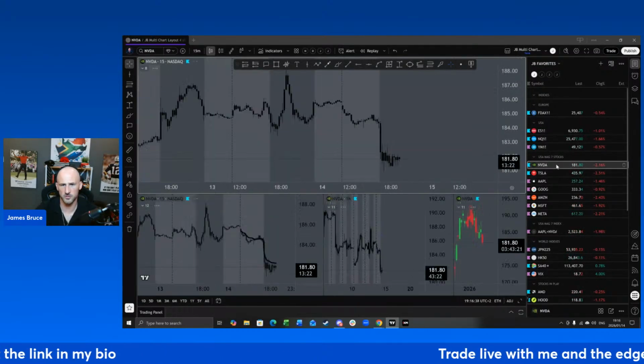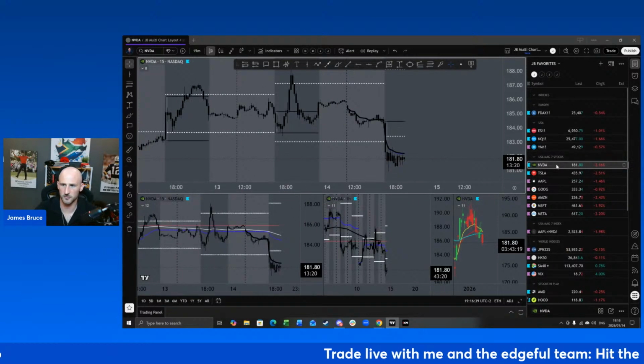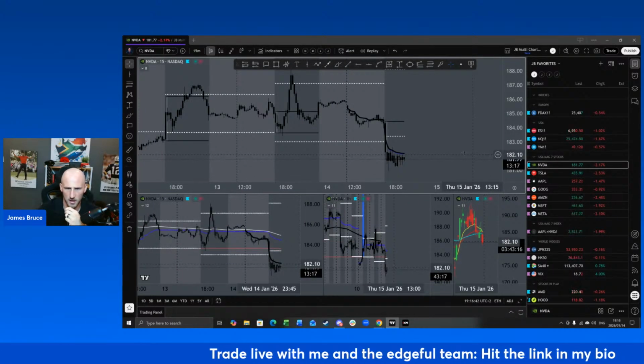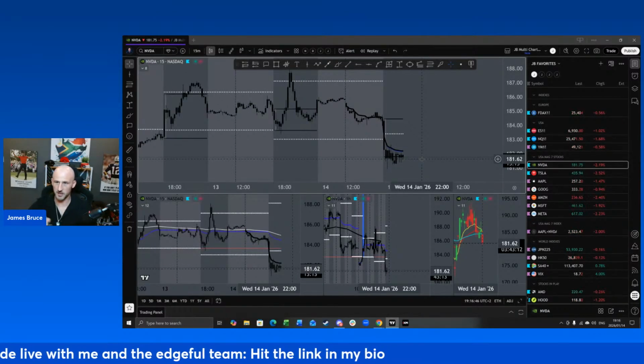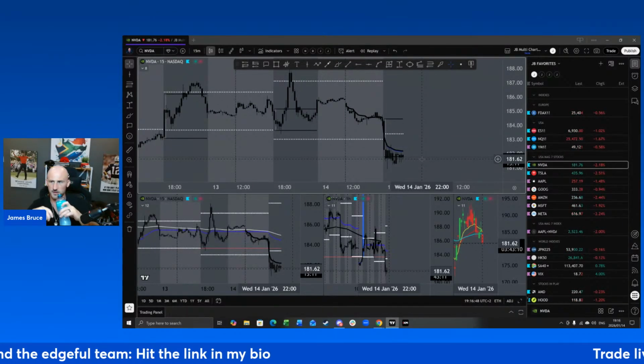NVIDIA, I mean, also a key sign for this was NVIDIA right off the get-go was down 2% as well. But look how it's just re-stalling on NVIDIA as well. So I would not be surprised to see a little bit of a stagnation on the indexes as well.